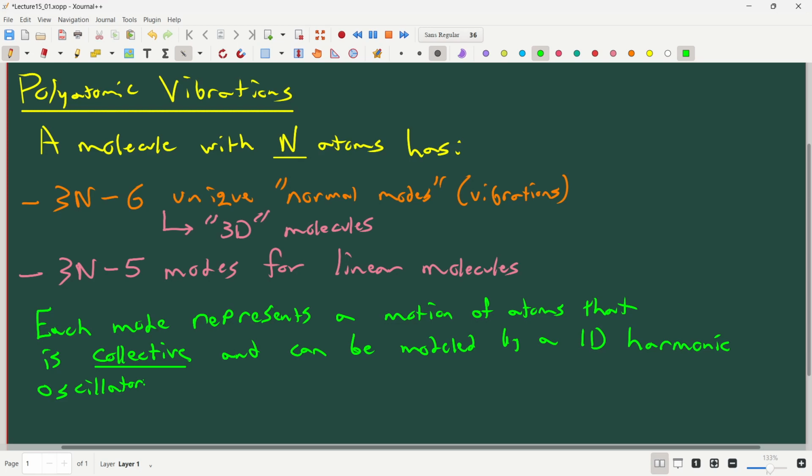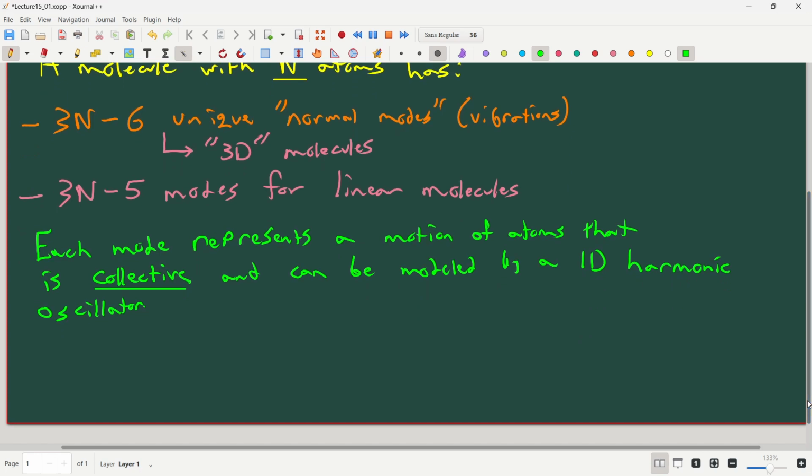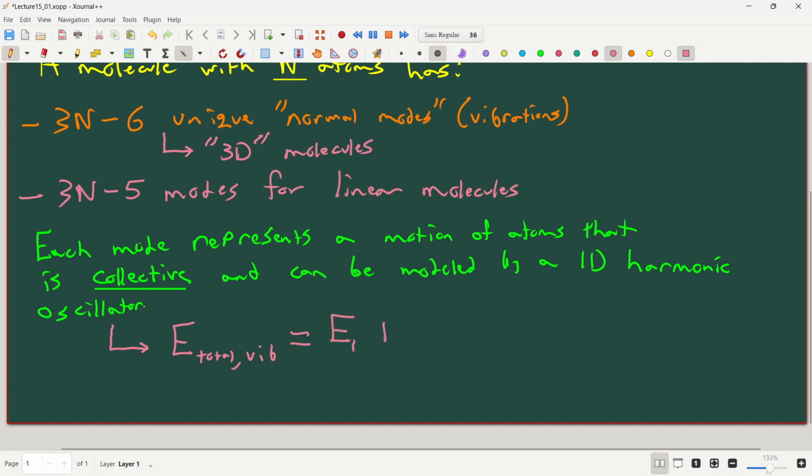A drum you can hit with any energy and it'll vibrate, right? But a molecule will only vibrate at specific frequencies or specific energies, right? The energy levels are quantized. So the big idea is that for a molecule, the total energy of the vibrations is going to be the sum of the energies of each of the unique normal modes, the vibrations. So there's 3n minus 6 of them, so the total energy is going to be the sum of the energies of each of the modes.